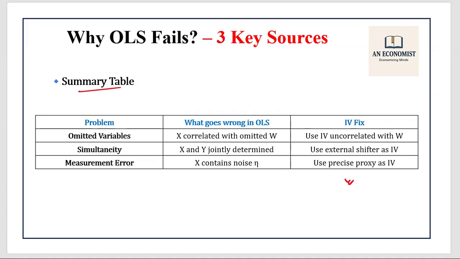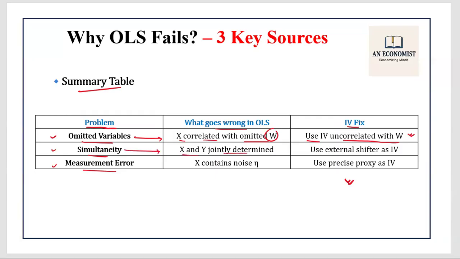In the summary table, I have listed all the problems in the first column. The need for an instrumental variable may arise due to the omitted variable problem, or due to the simultaneity problem, or due to measurement error, which we have seen in detail in today's video. Now, if there is an omitted variable, what goes wrong in OLS? It is very, very likely that the explanatory variable will get correlated with the omitted variable, as a result of which we need an instrumental variable. In the case of the instrumental variable, here we use an IV which is uncorrelated with W. And I have given you examples also to deal with this, the wage equation example that I have given, right? We have done this.